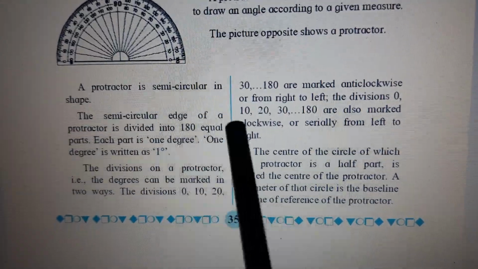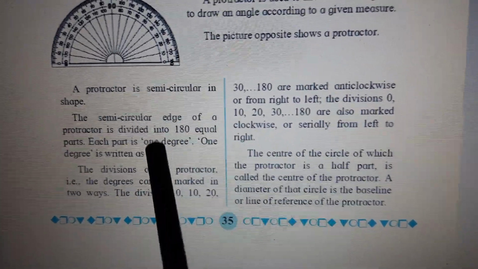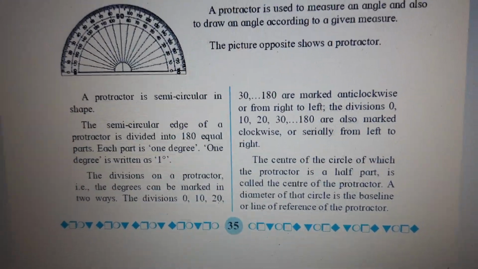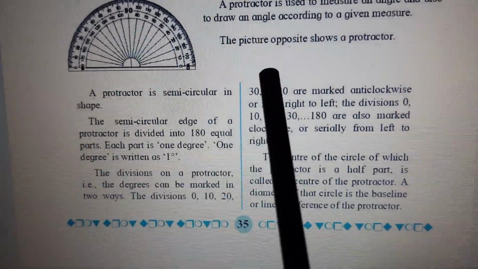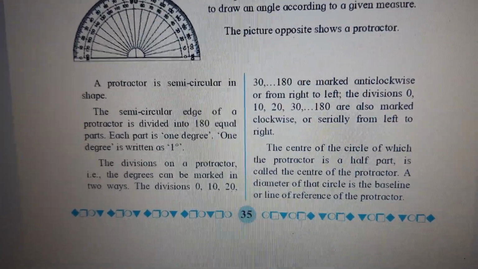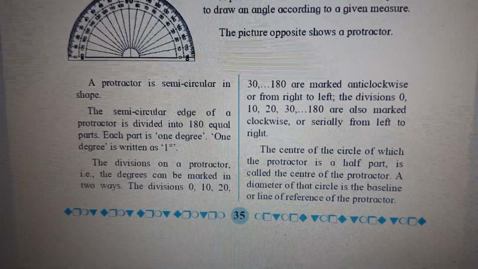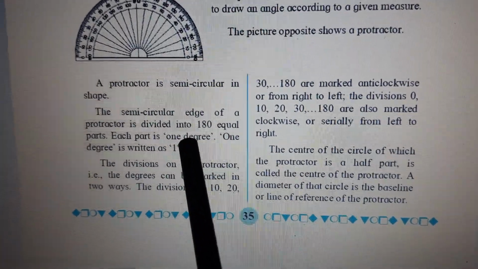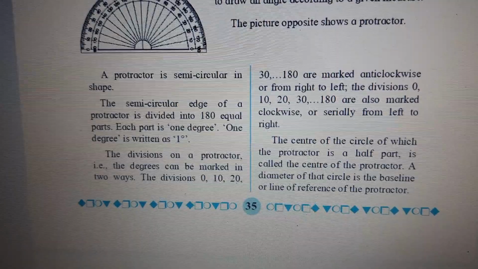The semicircular edge of a protractor is divided into 180 equal parts, children. This semicircular is divided into 180 equal parts. Each part is 1 degree. 1 degree is written as 1 and you can see a small 0 at the top.